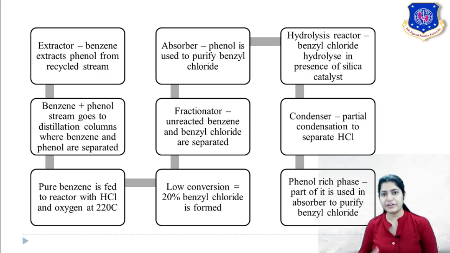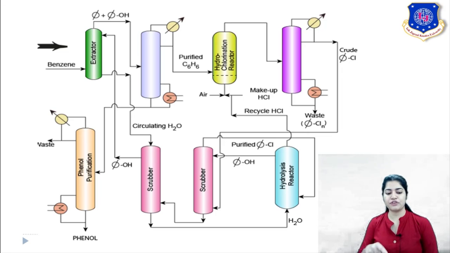Now this purified benzyl chloride is sent to the hydrolysis reactor, where the benzyl chloride reacts with water in the presence of silica dioxide as the catalyst to give you what? To give you phenol. So here you can see that from scrubber 2, it goes to the hydrolysis reactor where water is also added. So now what is happening? You are getting your phenol along with your water.